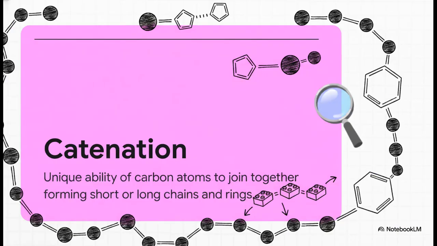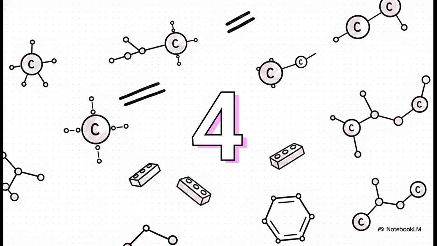Moving right along to Section 2, carbon's chain-making superpower. Okay, so the word of the day here is catenation. It's the secret to life and modern industry, and it is carbon's ultimate superpower. It's basically the unique ability of carbon atoms to join together, forming short chains, incredibly long chains, and even rings. Imagine a limitless set of molecular Legos that can just keep snapping together to build structures of almost infinite complexity. That's catenation for you.